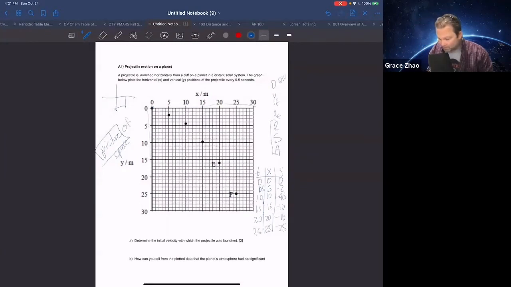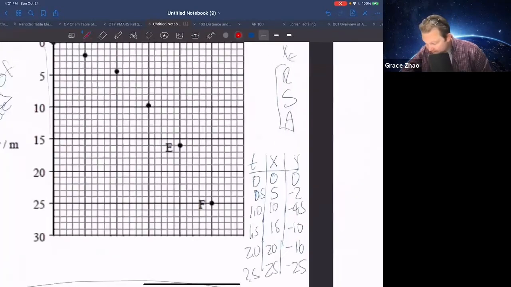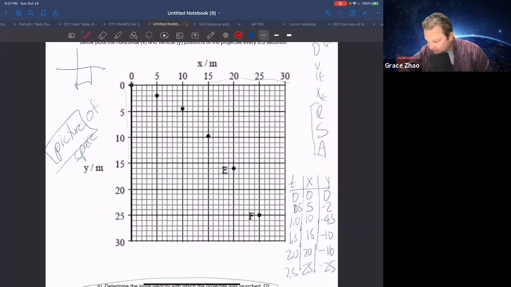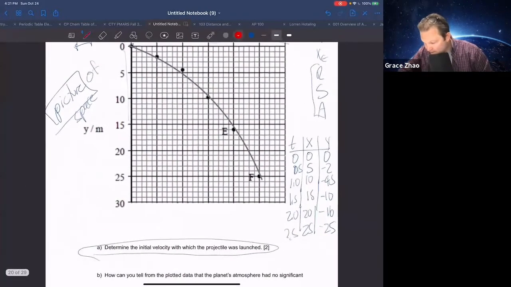So we want to know, what was the initial velocity with which the projectile was launched? Well, what we know is that every instant in time, if we were to connect these as a smooth curve, like so, we of course get a downward cupping parabola. And at any moment in time, there is a velocity vector that is tangent to that curve. So our velocity vector at, say, point E looks like this. It's in that direction, it's tangent.